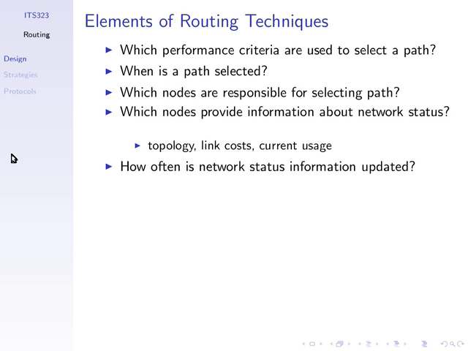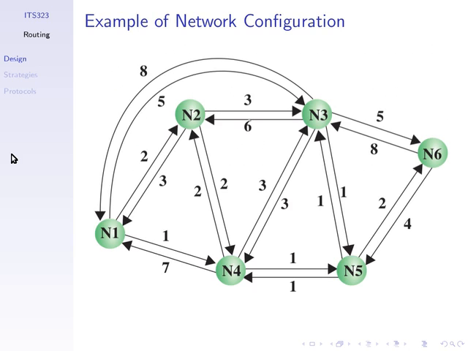So, some of the issues that we need to deal with: what metric or what performance criteria do we use to measure the least cost path? In this example, what does the cost represent? It can represent different factors, and in different networks, the organisation operating that network may choose a different metric.